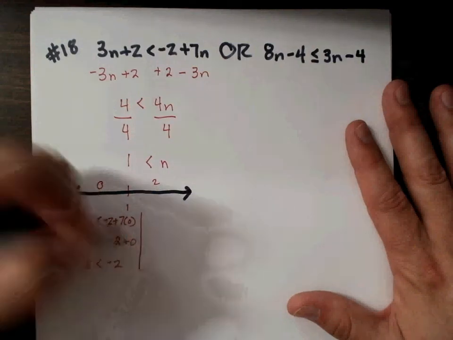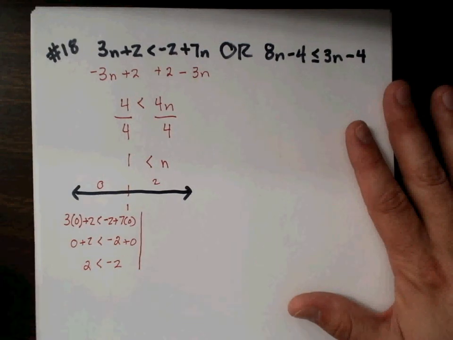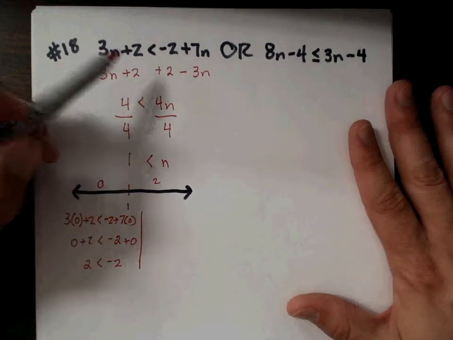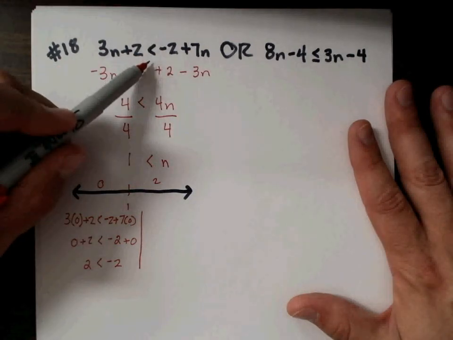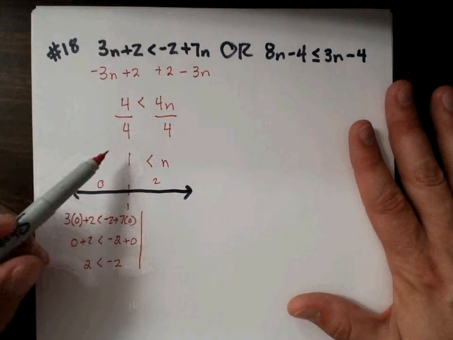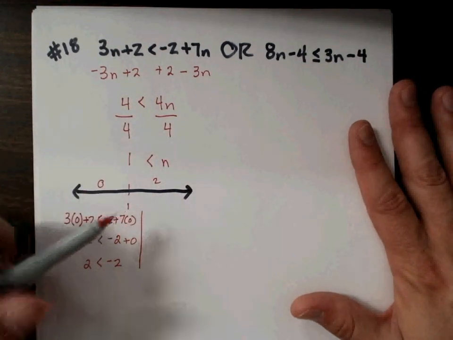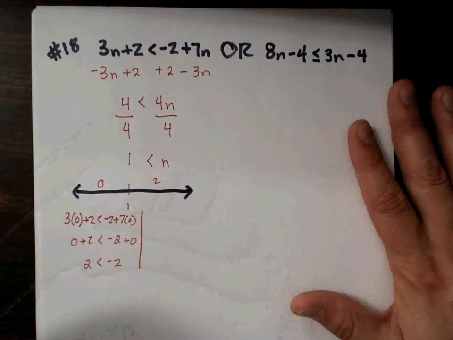Do I have to check it at 1? Why not? I don't have to check it at 1 because it's not equal to. I know that if I substitute 1 in, I should get 2 equal to 2 or something like that. And so therefore, I don't have to check it because we know it's not equal to.